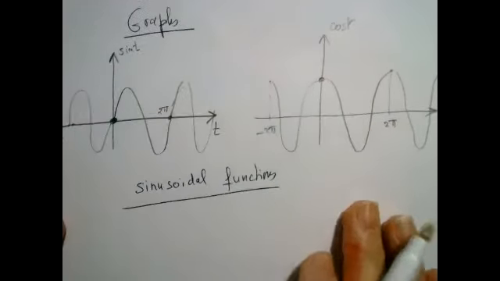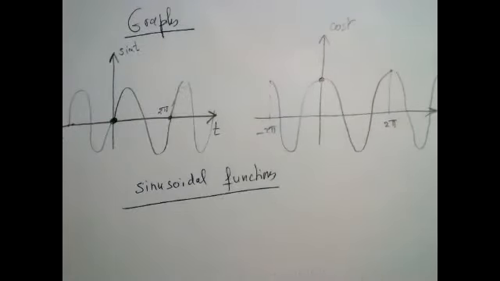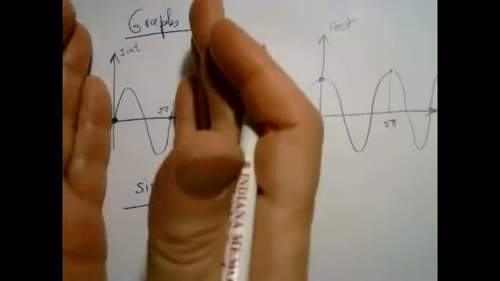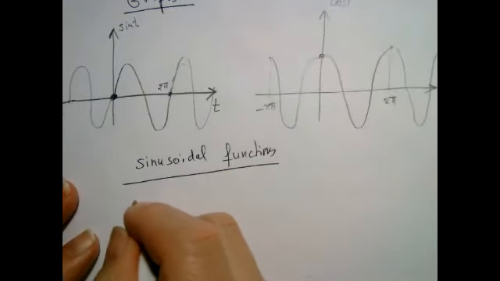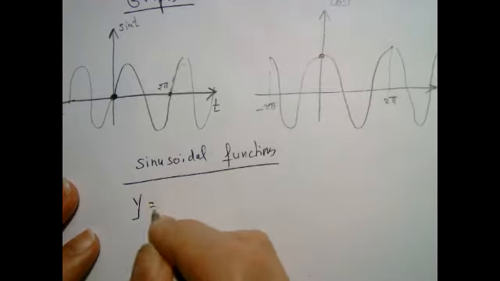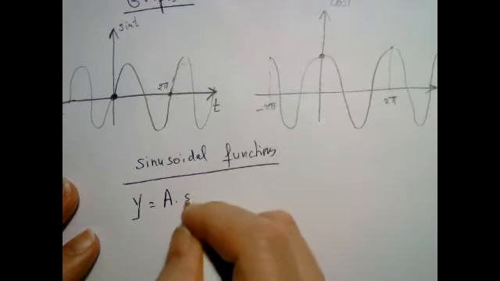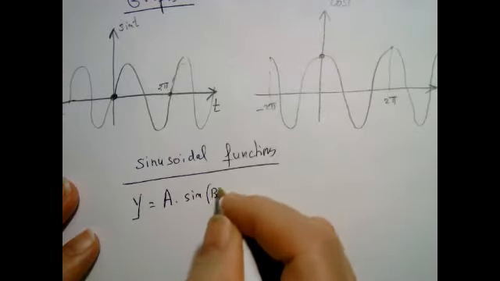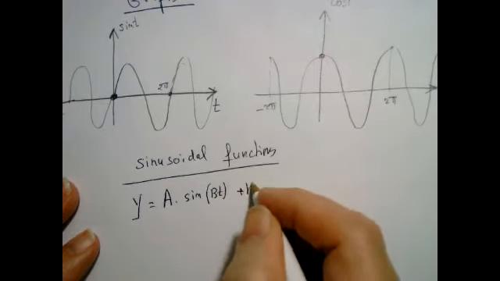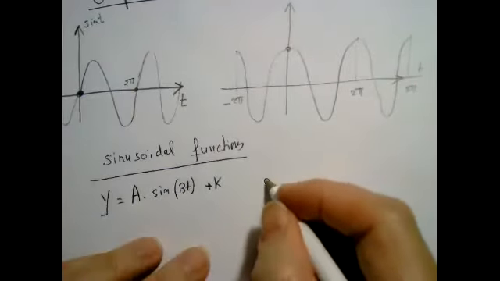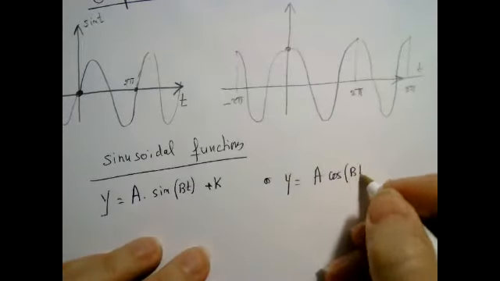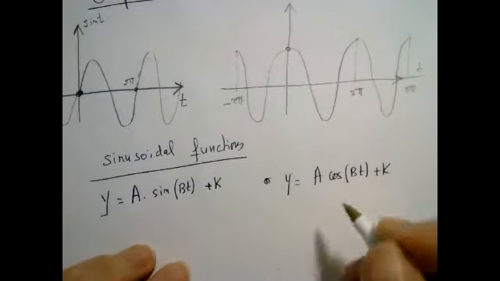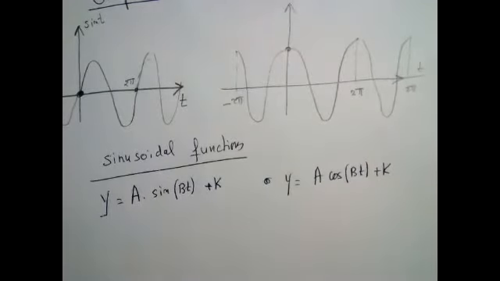Okay, those are functions that look like the sine or cosine, but what happened is that we stretch them a little bit, we move them up, and we change the period. So the sinusoidal functions are functions of the following form: A sine of bt plus k, or A cosine of bt plus k. So I'm doing those because those are the ones we've done a while ago.